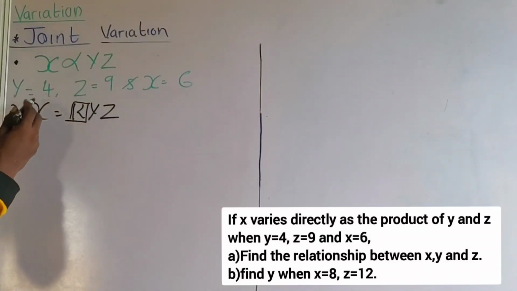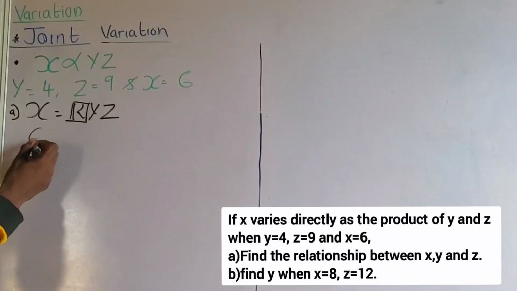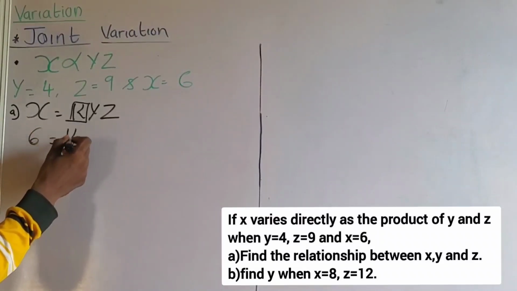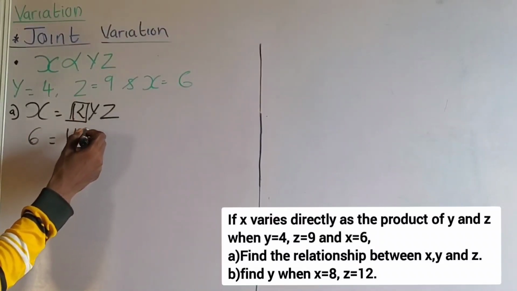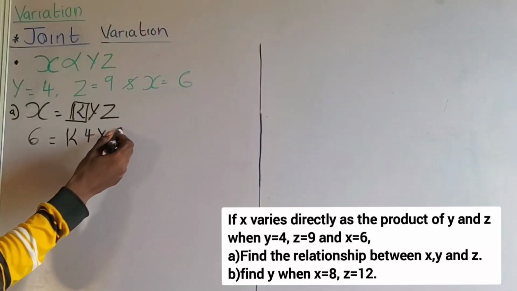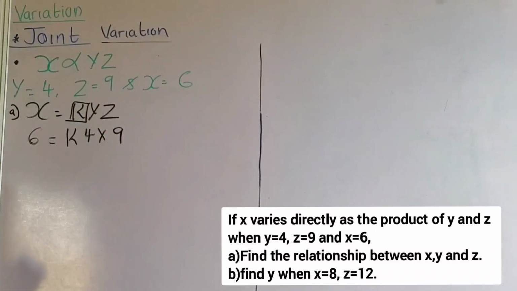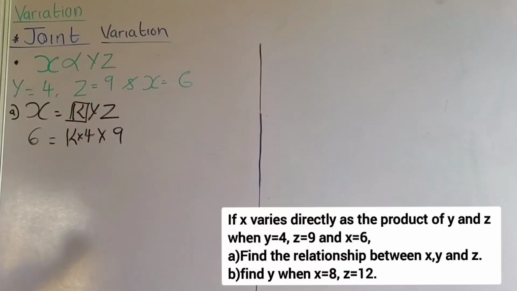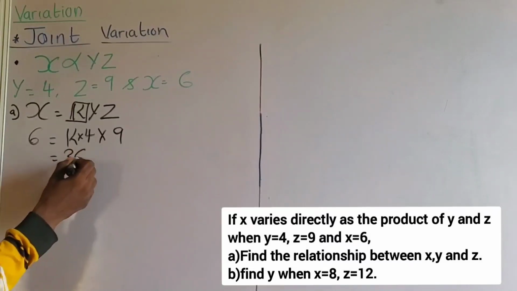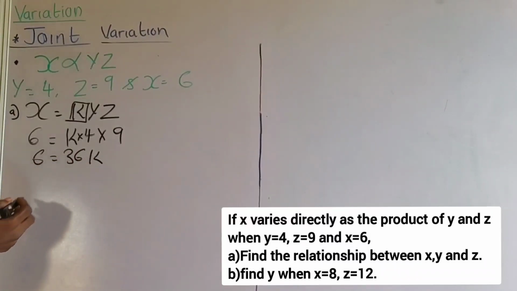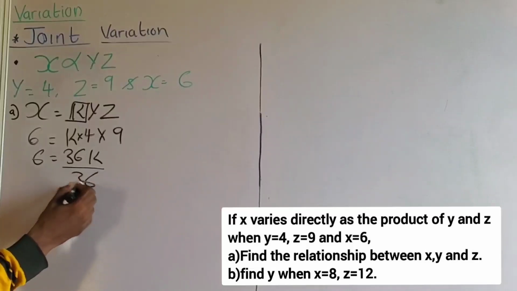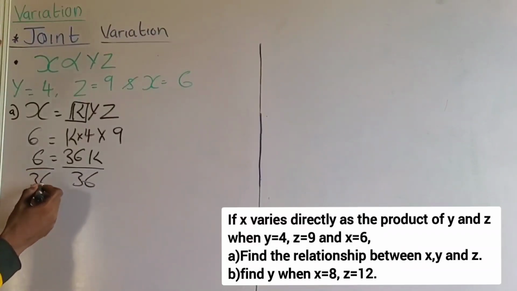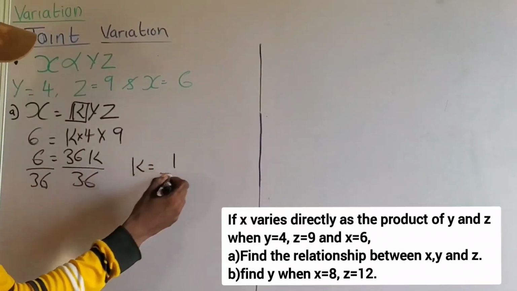So y is 4, x is 6. So I'm going to have 6 equals k. I don't know the value of k, but I know the value of y as 4, multiplied by z, which is 9. Now I'm going to have k times 4 times 9. 9 times 4 is what? That is 36. So I'm going to have 36k equals 6. Divide both sides by 36 to get the value of k. So k equals 1 over 6.